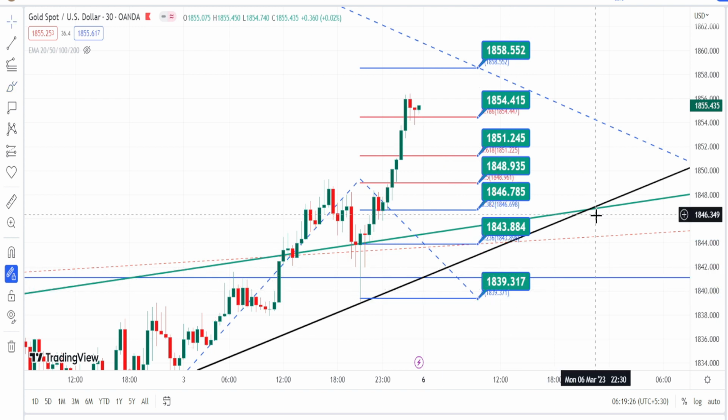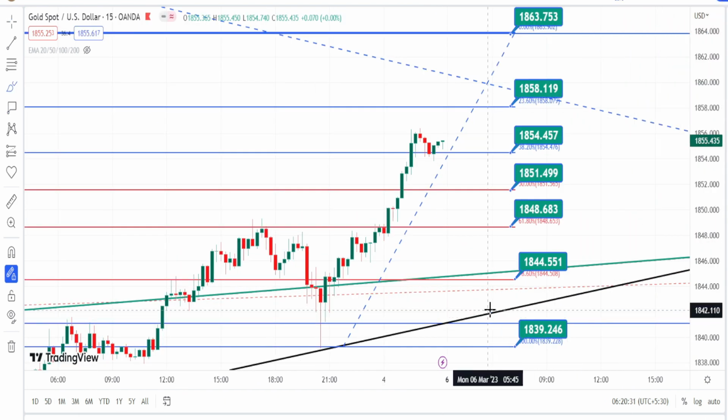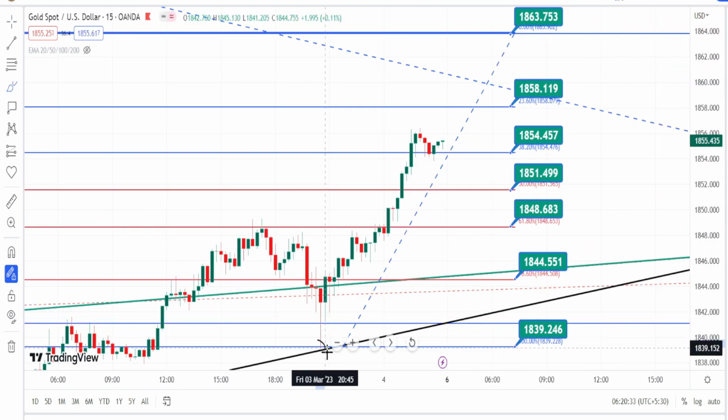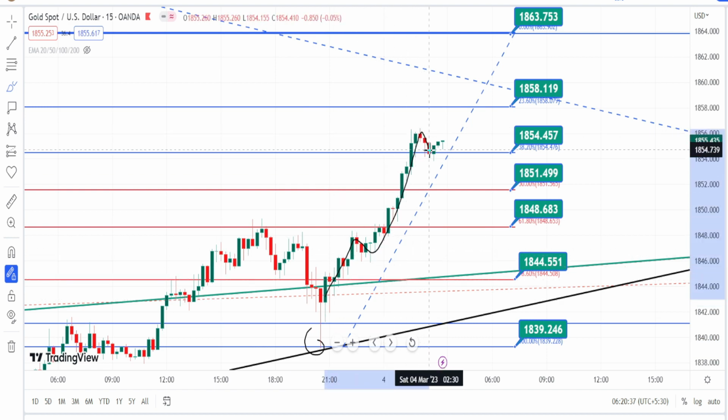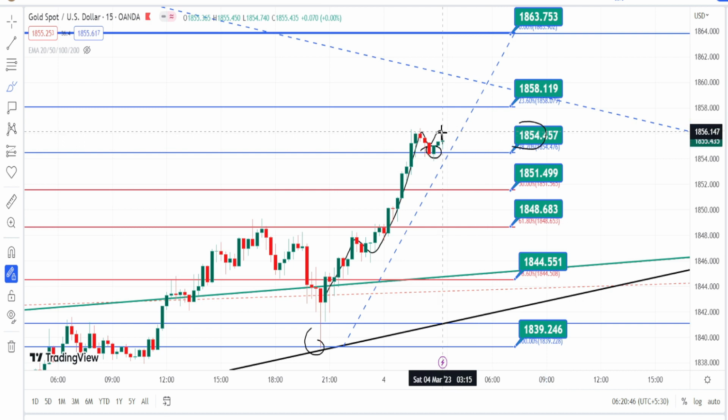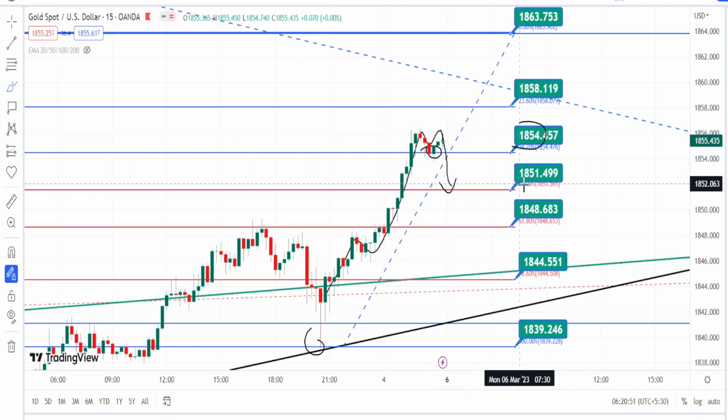Let us mark the support and resistance levels for 15 minutes time frame. I am in 15 minutes time frame, and in 15 minutes time frame also we are noticing the price action to properly trend on the bullish side, and we are also noticing a consolidation to happen over here. If the price action breaks the support level of 1854, we can expect the bearish side retracement to continue, and next level of support is going to be around 1851, 1848, 1844 and 1839.